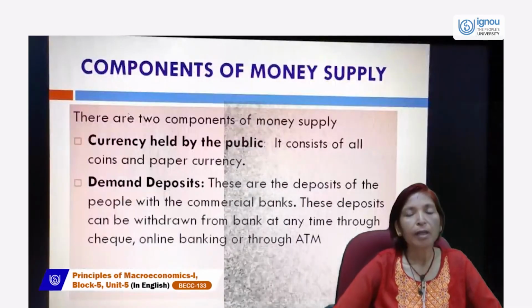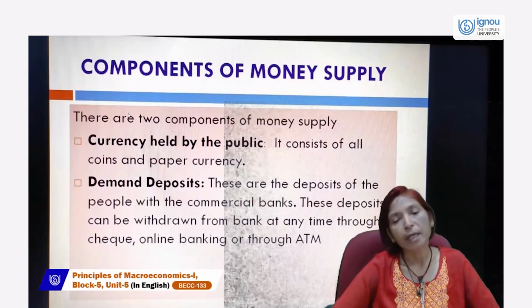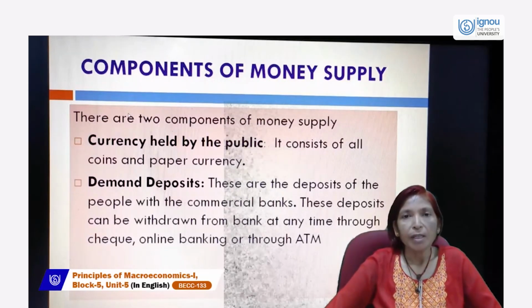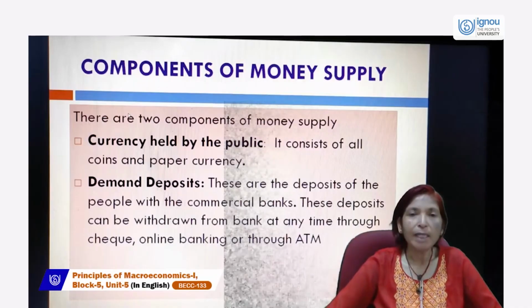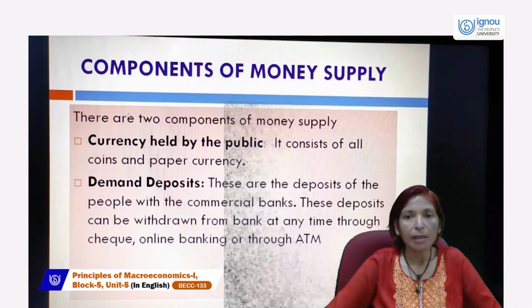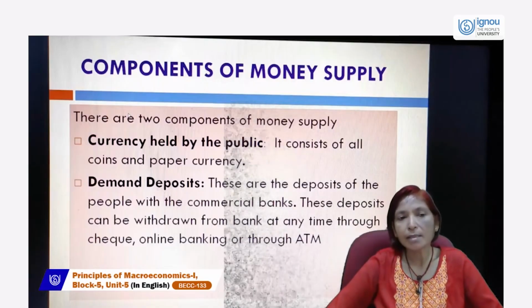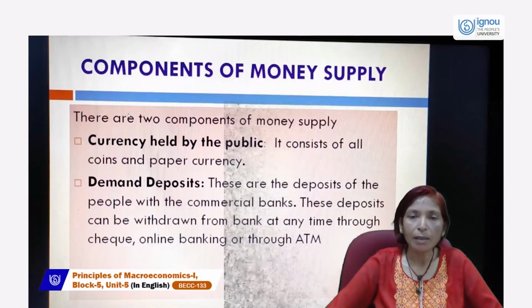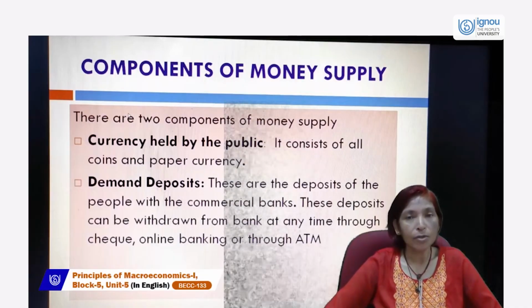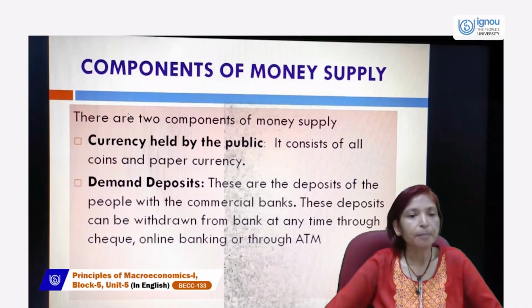Next is components of money supply. Now, what are the various components of money supply? Generally, there are two components of money supply. One is currency held by the public. It consists of all coins and paper currency which is held by the public for use as a medium of exchange.